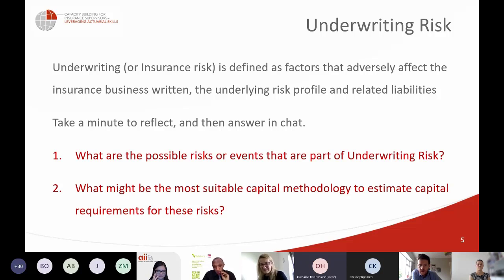Yes, it's about the underpricing. I think that the premium can be less than the risk insured by the insurer. And for the under reserving, it's the possibility that the claims can exceed the level of the reserves estimated by the insurer.